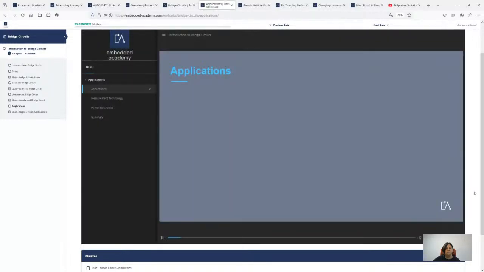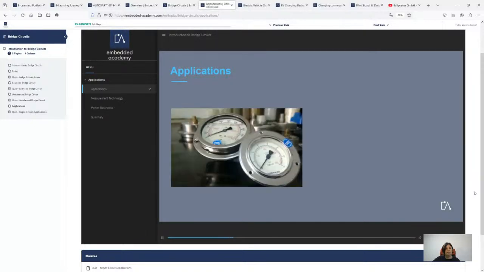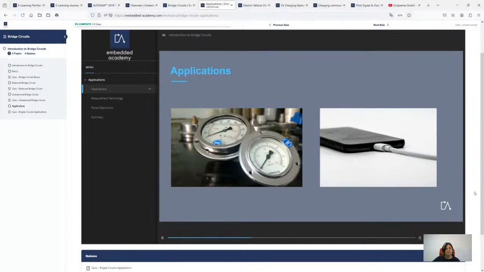Bridge circuits are used in various fields of application. The two most important ones are measurement technology and power electronics. In measurement technology, various bridge circuits are used to determine physical quantities. In power electronics, on the other hand, bridge circuits are used to convert electrical energy. On the following slides, you will learn about an example circuit for both fields.